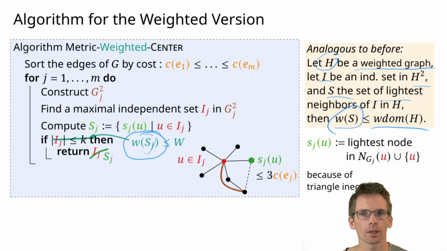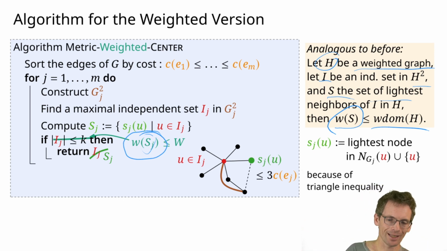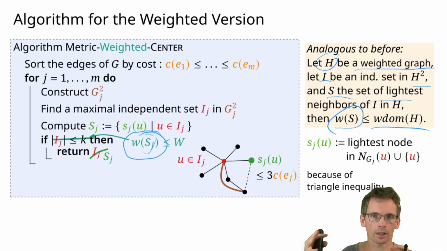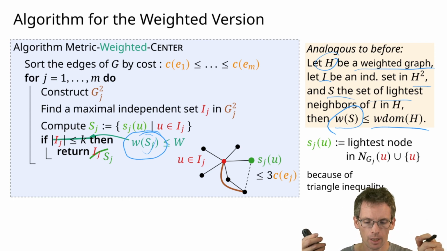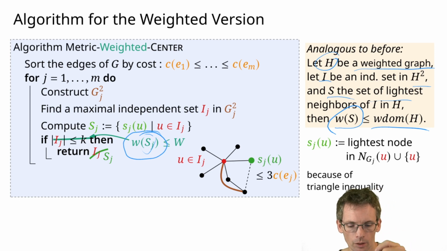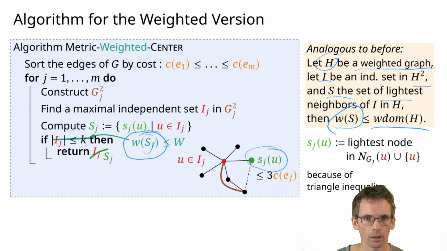And this follows in a similar way as before. Before, we were arguing, coming from the stars to the cliques, that if I have a dominating set, any vertex in the dominating set has at most one of the vertices of an independent set in its neighborhood. So meaning if I have one such vertex of an independent set in the neighborhood, I look at its lightest neighbor.